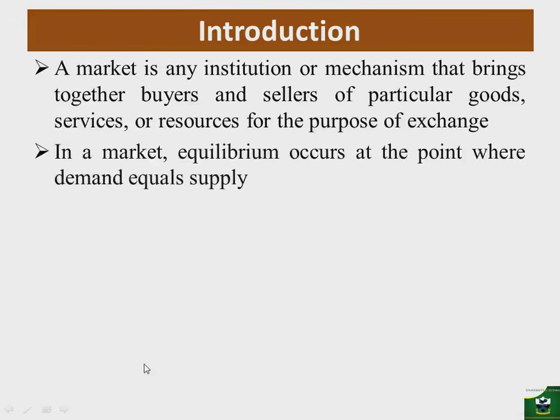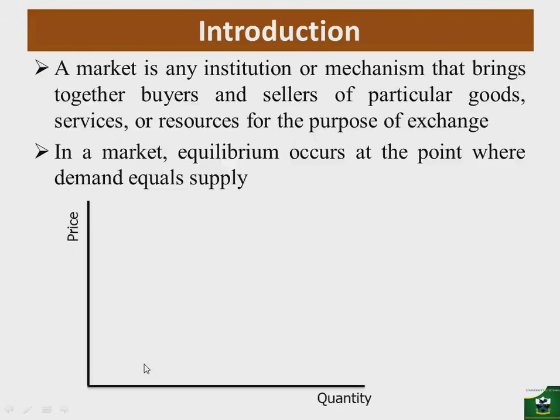Now, in a market, equilibrium occurs at a point where demand equals supply. And remember, we said that in the market we have a number of individual consumers and a number of individual sellers of a product. So let's look at how this is done. On the vertical axis, we put the price of a commodity, and on the horizontal axis, we put the quantity of a product. This quantity refers to both quantity demanded and quantity supplied, because in a market, we have both the demand and the supply side.